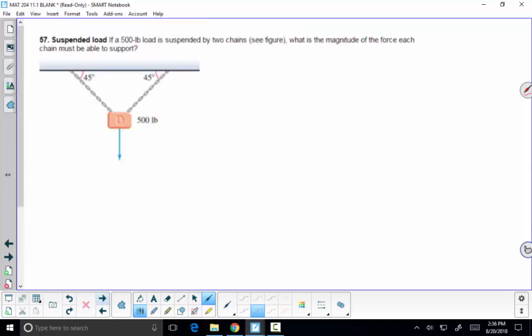All right, let's keep on trucking. Let's do one of these guys. Bring in some trig. So we've got a 500-pound load. It's suspended by a couple of chains. What's the magnitude of the force that each chain must be able to support? Now, the first thing we notice is symmetry. So that means the force that the chain needs to be able to hold on the left is the same as the chain on the right. So let's call that force F. And I'm not going to put a vector symbol over it.